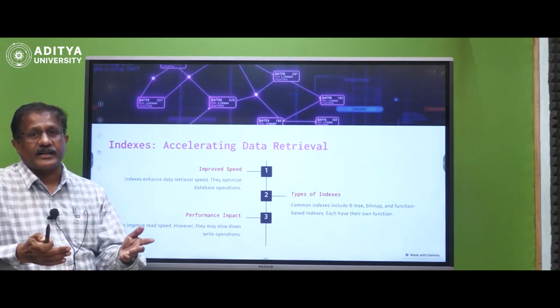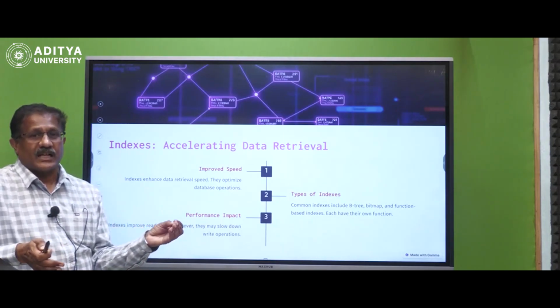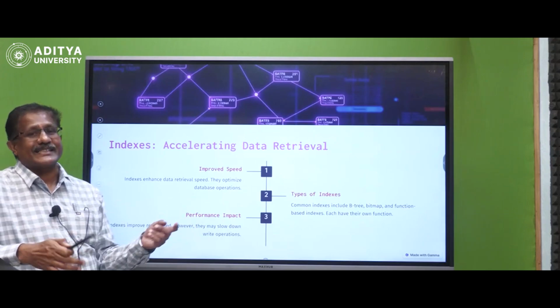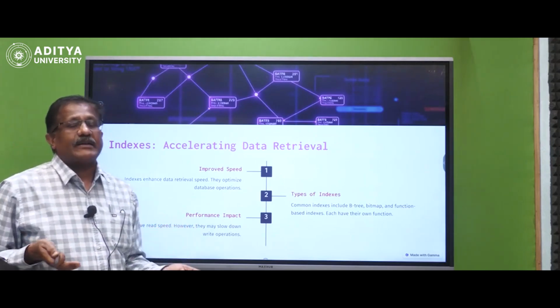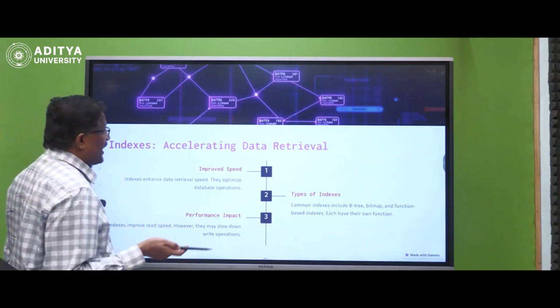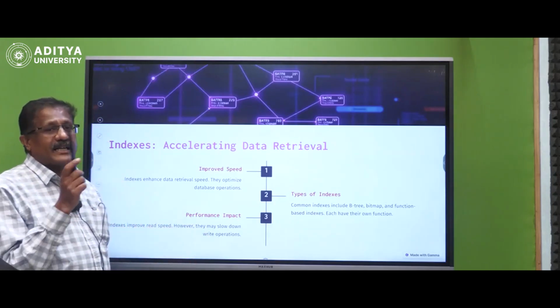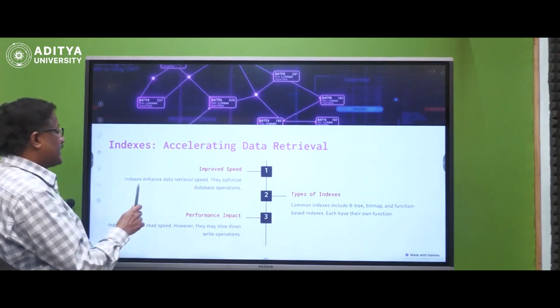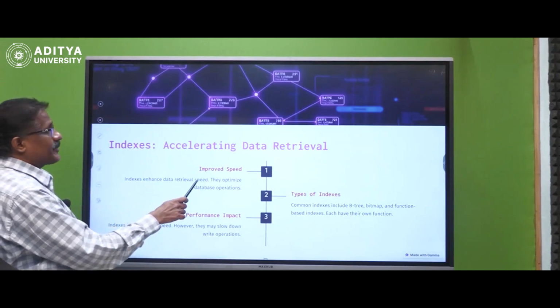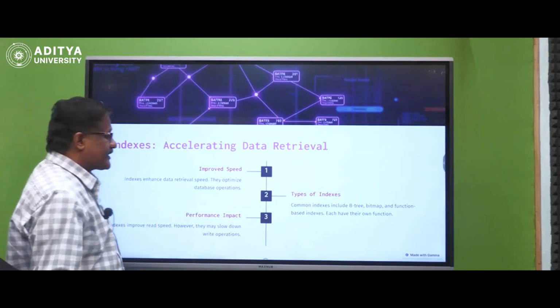To avoid this, we use indexing. For example, if you have a reference book of more than 1,000 pages, the last 4 or 5 pages are called the index. Indexing is one type of object by which data can be retrieved in a fast amount of time. In the same way, an index can be created on the Oracle database, where it improves the speed. Indexes enhance data retrieval speed. They optimize database operations.